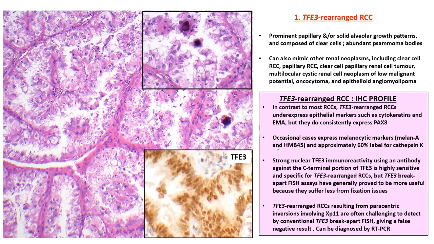And as the name suggests, this is a TFE3 rearranged RCC, so you will have a strong nuclear TFE3 positivity on immunohistochemistry. However, keep in mind that this can be detected only with markers which are directed against the C-terminal portion of the TFE3. Another important thing is that this IHC is very, very finicky and will work only on a very well-fixed specimen.